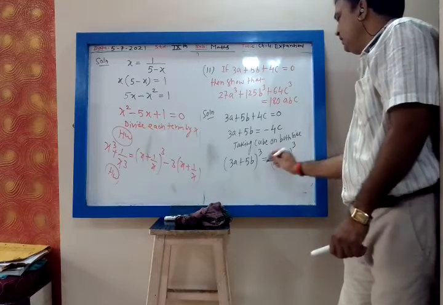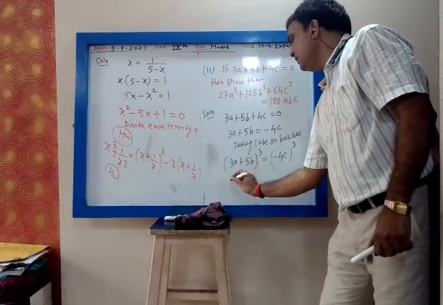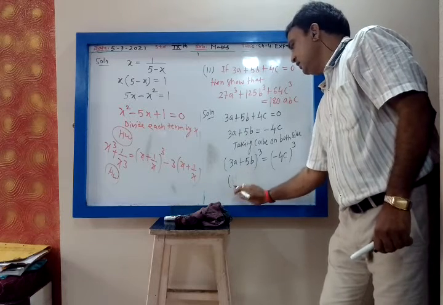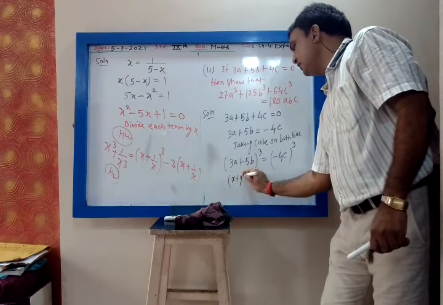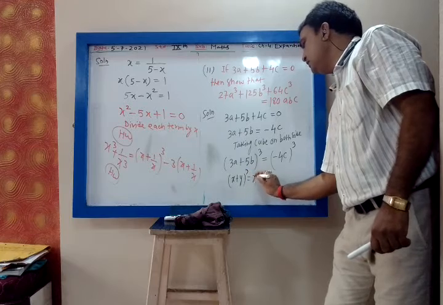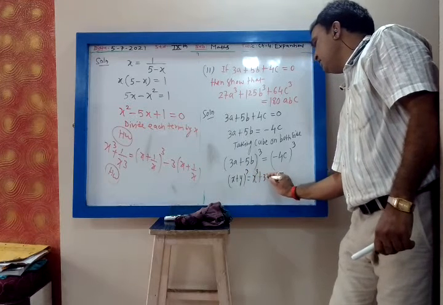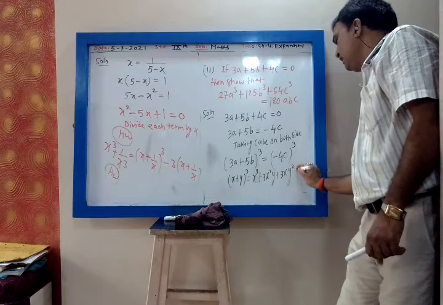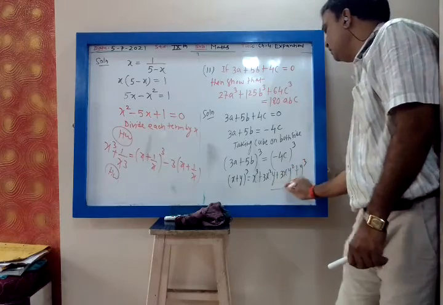Then use the formula for x plus y whole cube, that is x cube plus 3x square y plus 3xy square plus y cube. This formula we use for x plus y whole cube.